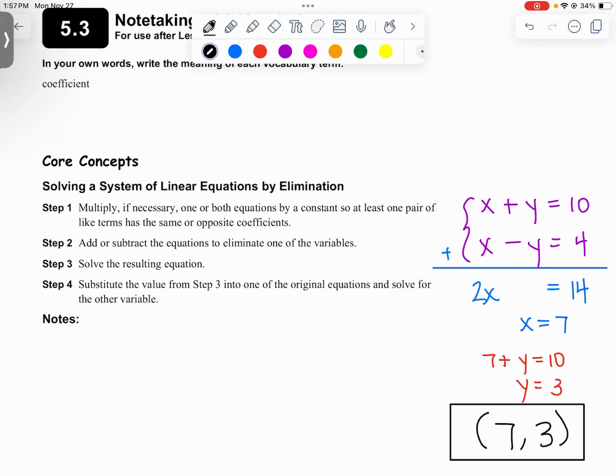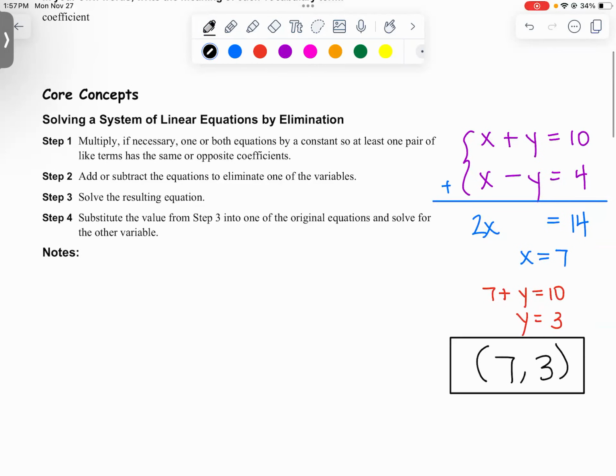Now, how do we know for sure that this is right? We can check it. Is 7 plus 3 equal to 10? Is 7 minus 3 equal to 4? Yes. You seem hesitant about that. No. Okay.